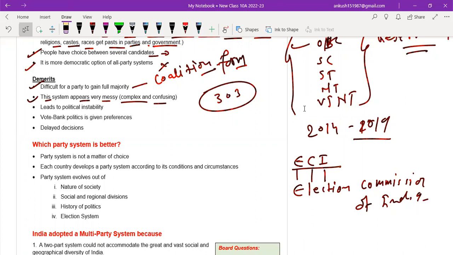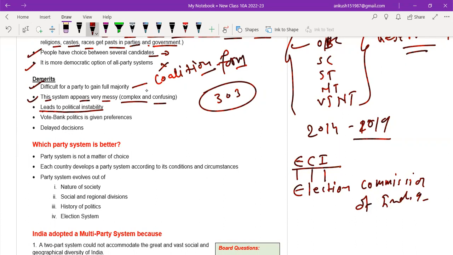Many of the candidates, not only in India but all over the world, want to bribe the voters. They want to threaten them. These are the things that are going on, and that is why it is called complex and confusing. It leads to political instability. Why is it said so? Why is it said that it leads towards political instability?